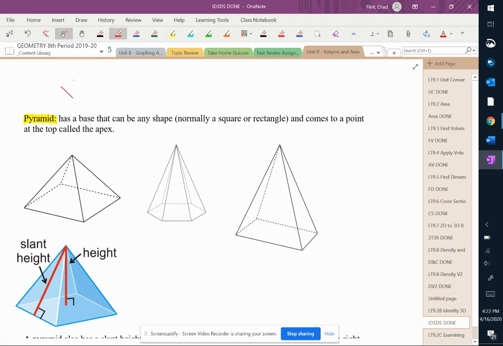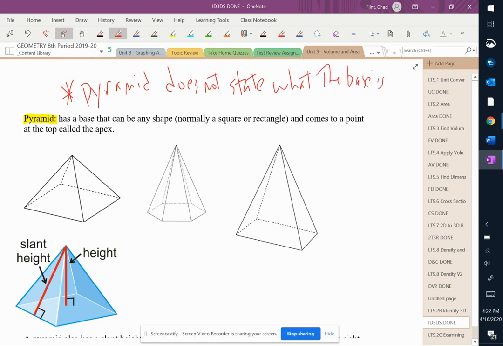And anytime that a pyramid does not state what the base is, you're going to use a square. This is one of these things that in geometry is just one of those understood things, like if you're doing a rotation and it doesn't say a center, the center is the origin. Okay, it's same deal here. If it's a pyramid and it doesn't tell you the base is a square, use a square.